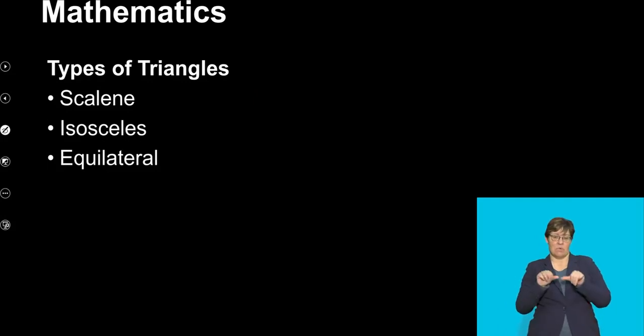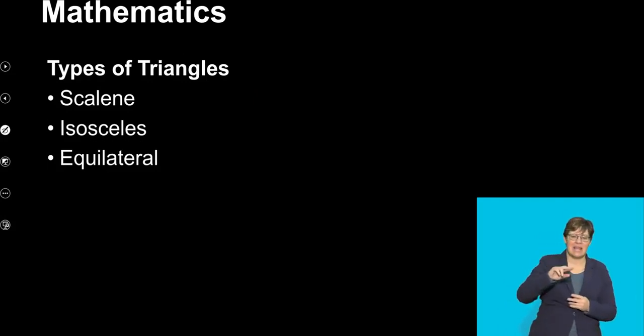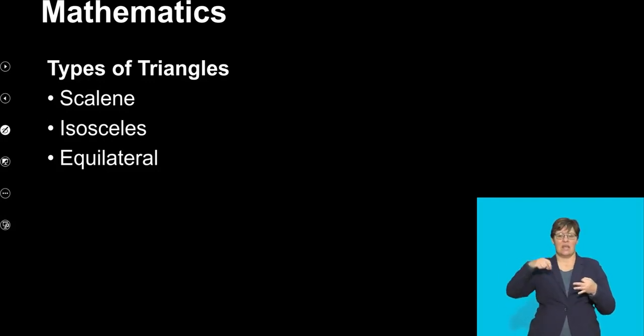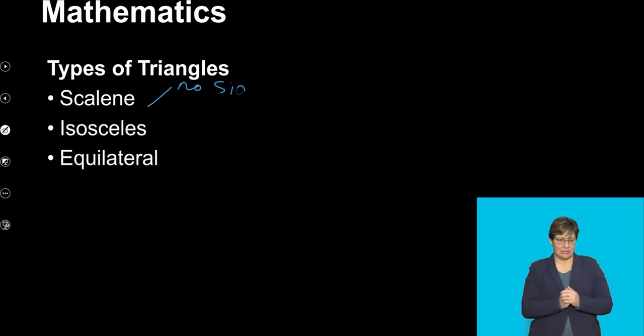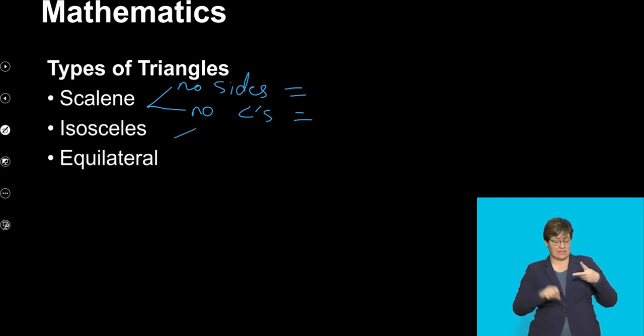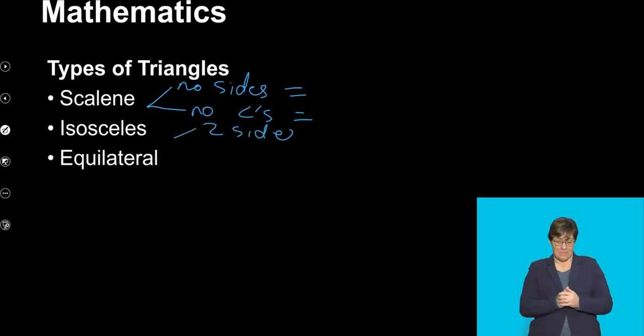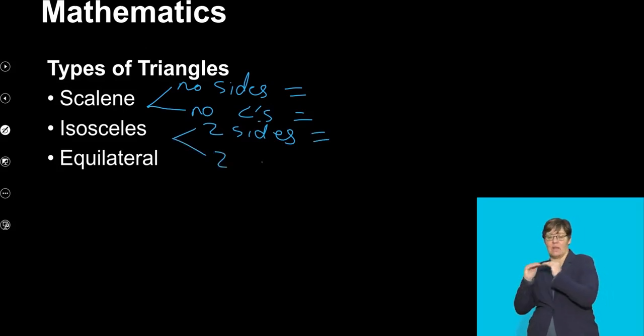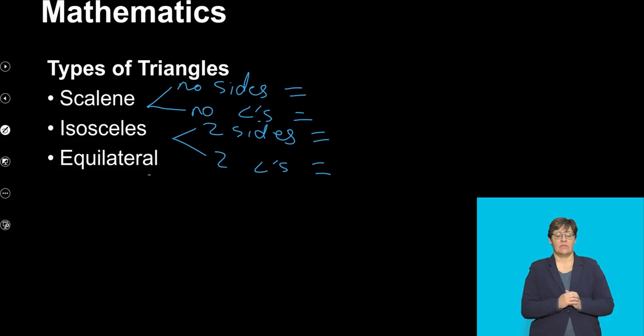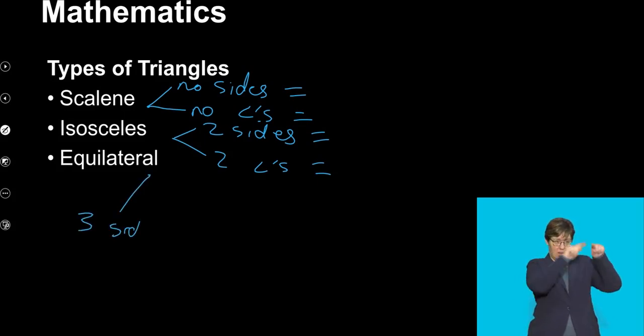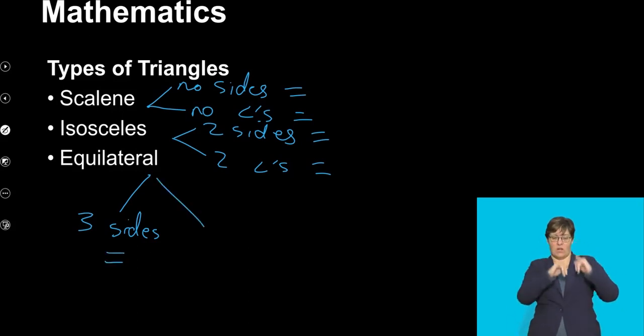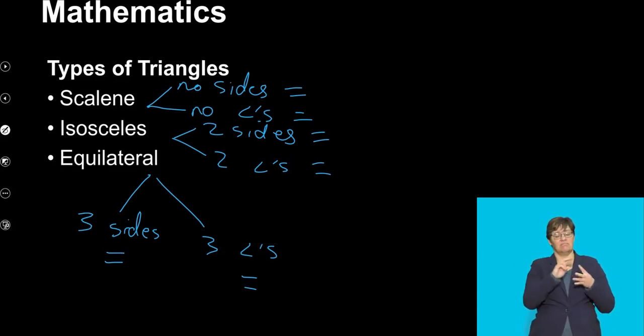Now, the types of triangles, as I said, we have a scalene, an isosceles, and an equilateral triangle. And you know the different properties that we have here. With a scalene, no sides are equal, and also no angles are equal, right? With an isosceles triangle, we know that two sides are equal, and two angles equal. Then an equilateral will have three sides equal, and also three angles equal, right? So those are the properties of these types of triangles.